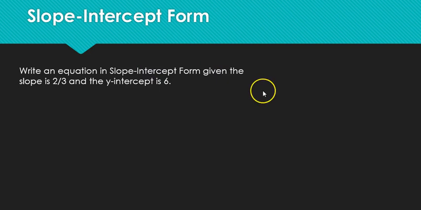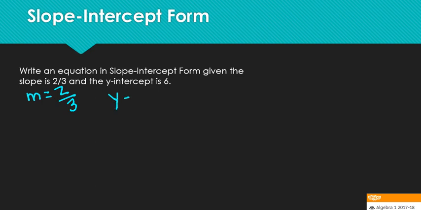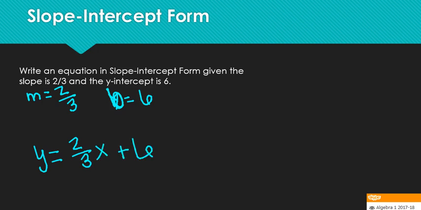Alright, so let's take a look at this one. It says write an equation in slope-intercept form given the slope is 2/3 and the y-intercept is 6. So they're telling us slope is 2/3 and the y-intercept is 6. So y equals, instead of an m, I'm going to put my 2/3. And instead of the b, I'm going to put a 6. And that would be my equation in slope-intercept form.